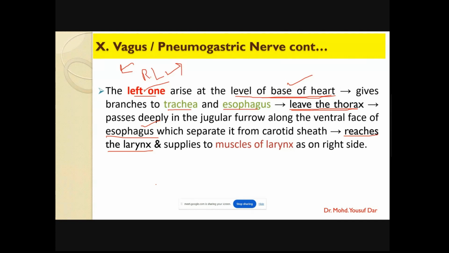वो carotid sheath से होके जाती है, ये carotid sheath से बाहर जाती है, because बीच में esophagus आता है इसमें. So then it supplies the muscles of the larynx, जैसे right recurrent laryngeal nerve supply करती. So this was a difference in the course of the right and the left recurrent laryngeal nerves. So they both arise in the thoracic course of the vagus.